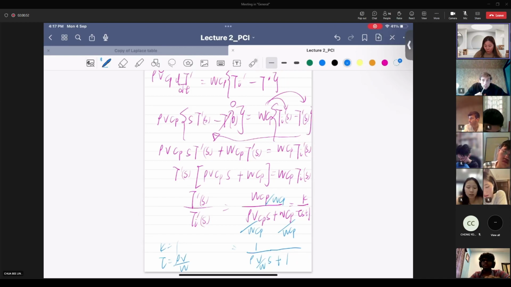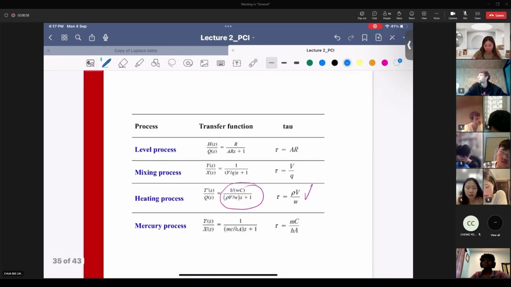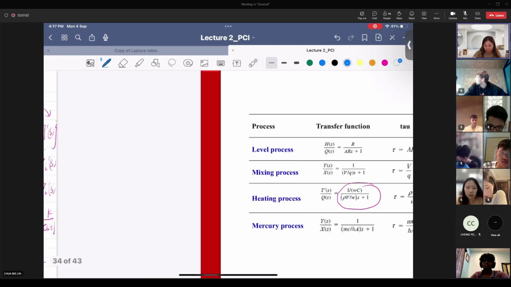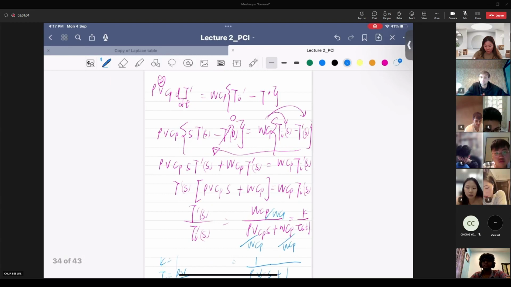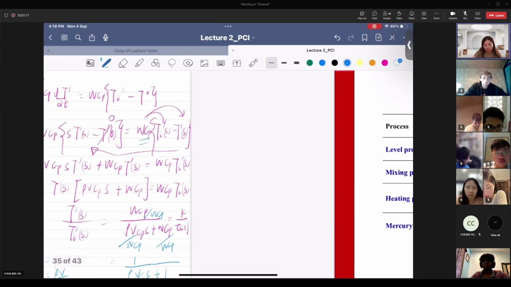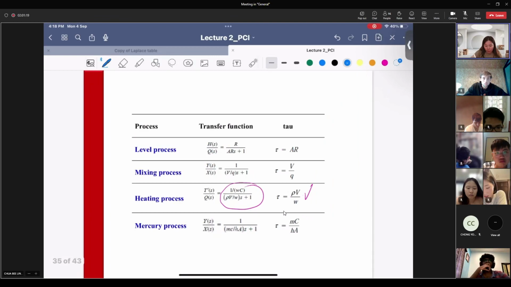1 over... the same answer. 1 over omega C. Maybe some mistake over here. I can't check now. But the steps, you check the errors later. You will be getting the final answer as this one. Oh, this is the Q.